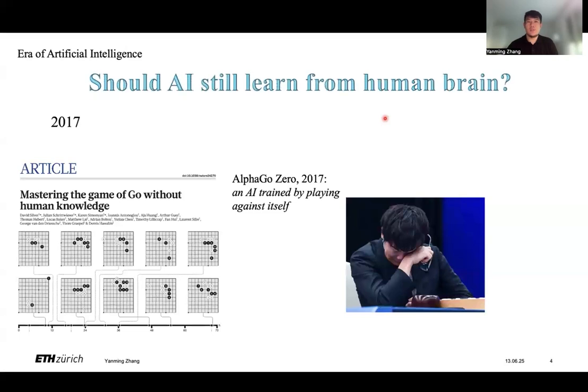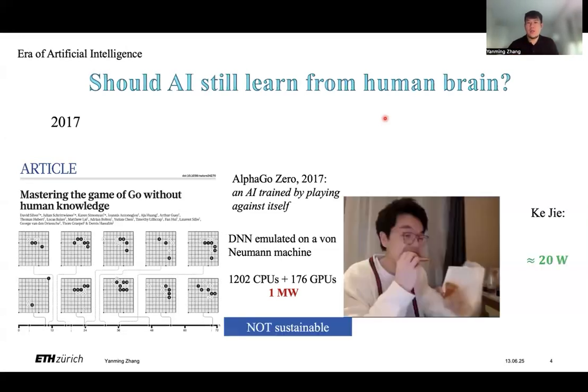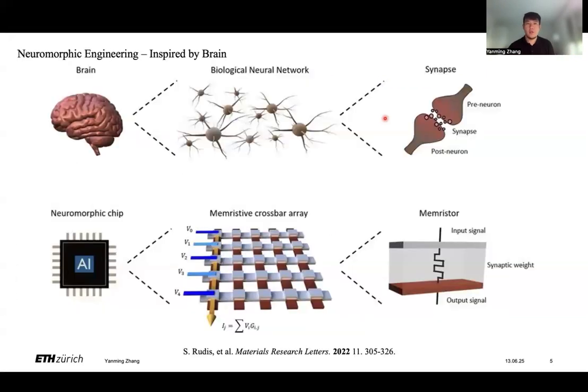And here comes the question: should AI still learn from the human brain? Technically, probably no, but biologically, yes. Considering the power consumption of AlphaGo Zero, it is very energy hungry to run so many CPUs and GPUs and do the vector matrix multiplication in the digital domain. But as human beings, we just need some food and drink, and the power consumption of our brain is exceptionally low.